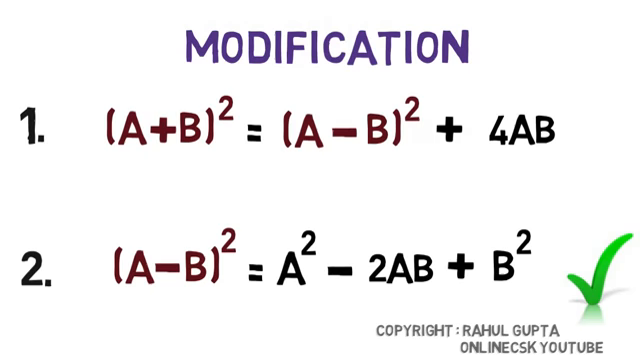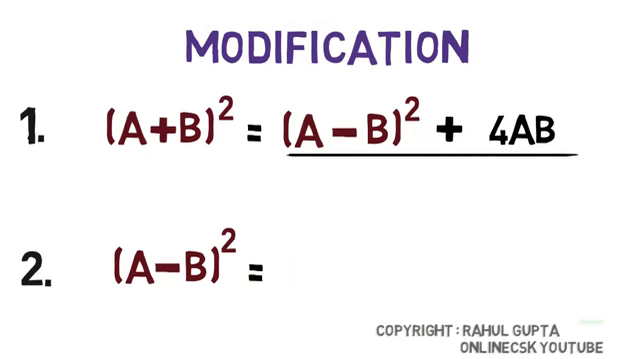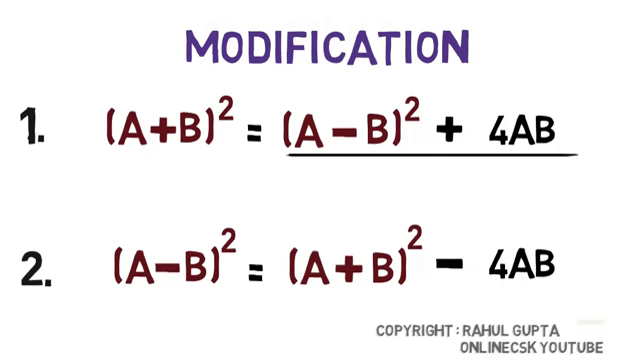So now I can write A minus B whole square plus 4AB. Now the similar thing can be done in the second expression as well. A minus B whole square, if I modify this in a different manner, it would become A plus B whole square minus 4AB. This is what many people will say is another formula, but this is exactly the same thing which we had written earlier, or you can say this is just a modification of that.